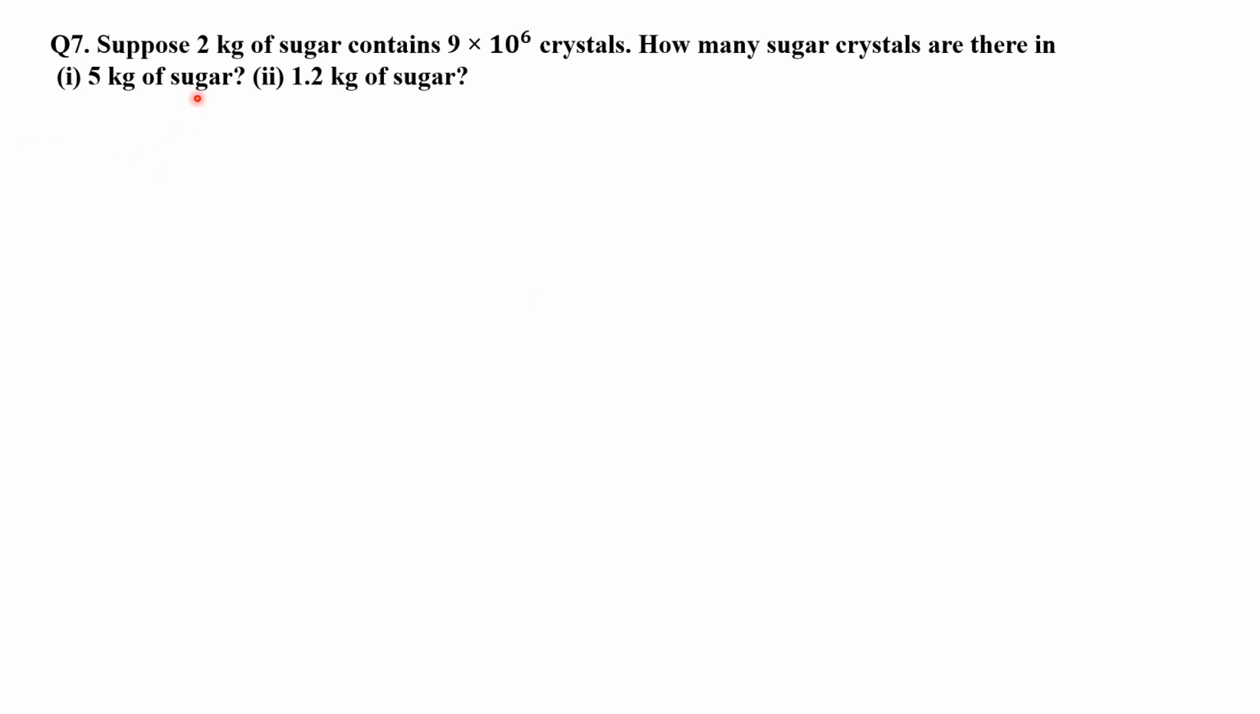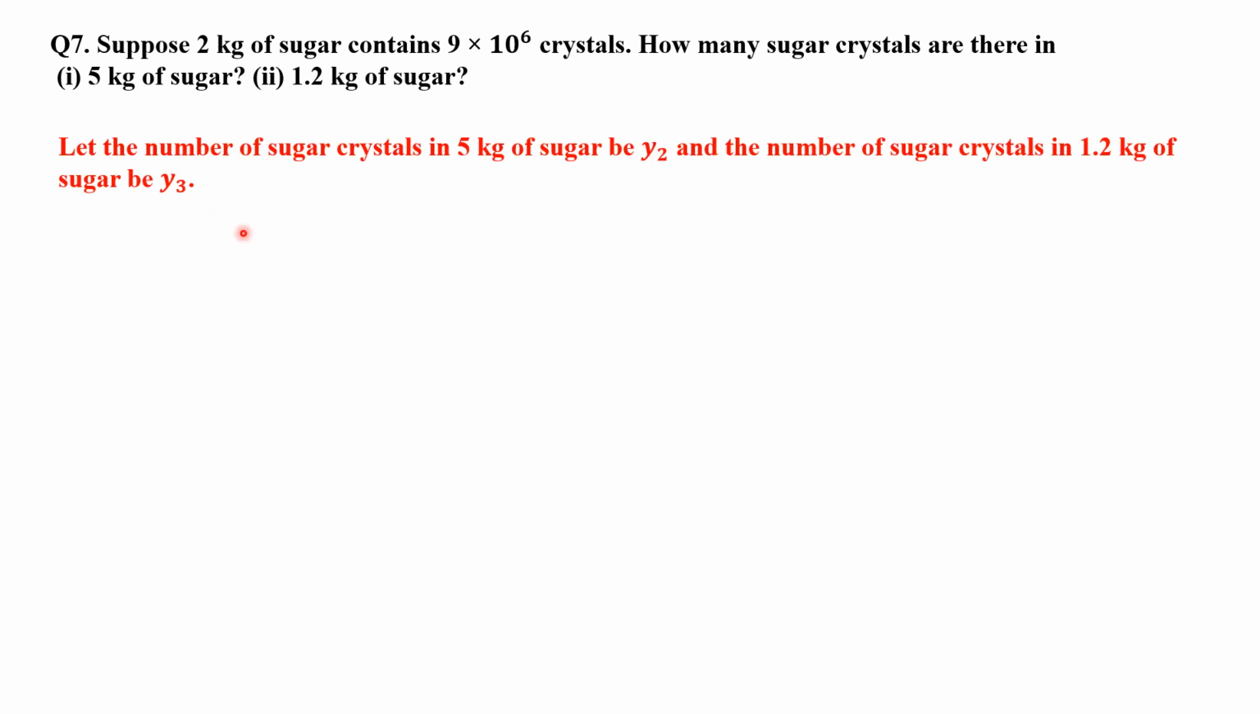Now question number 7. Suppose 2 kg of sugar contains 9 into 10 to the power 6 crystals. How many sugar crystals are there in 5 kg of sugar and 1.2 kg of sugar? If you increase the quantity of sugar, obviously the crystals will also increase, right? When you see the sugar, they will have small cubes. Those cubes are only the crystals. So if you increase the quantity of sugar, obviously the number of crystals will also increase. So this is a case of direct proportion, right?